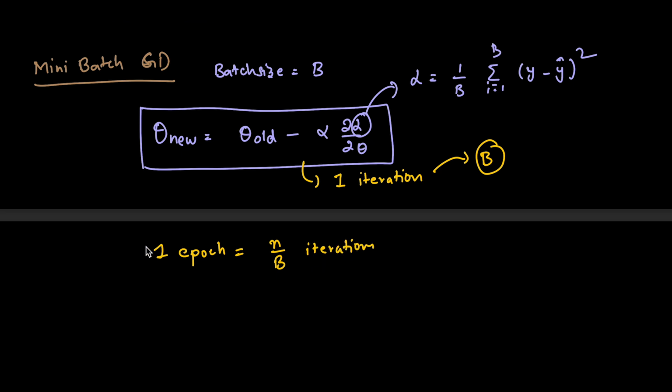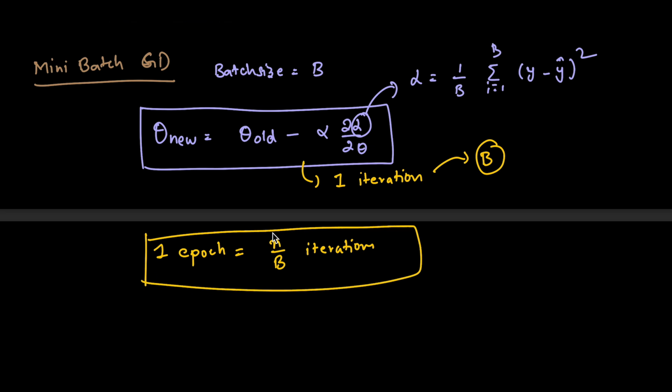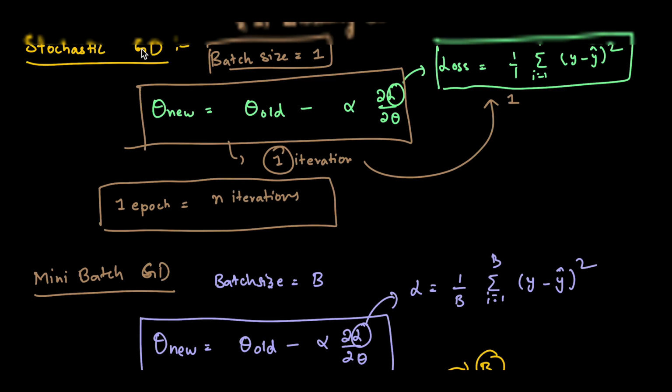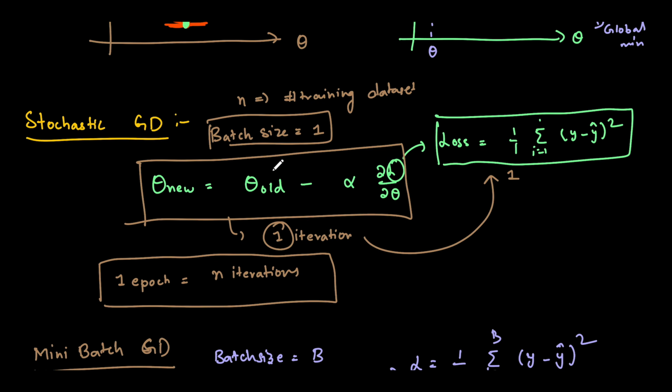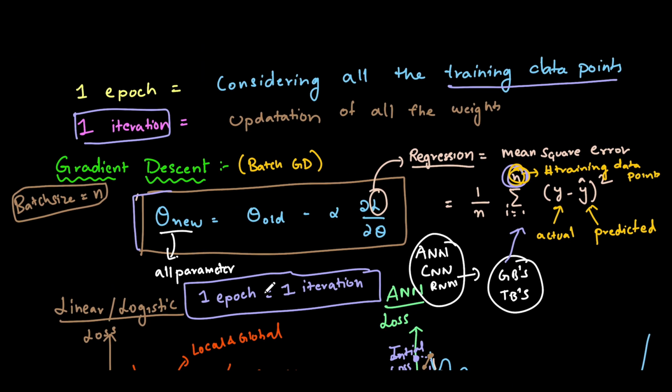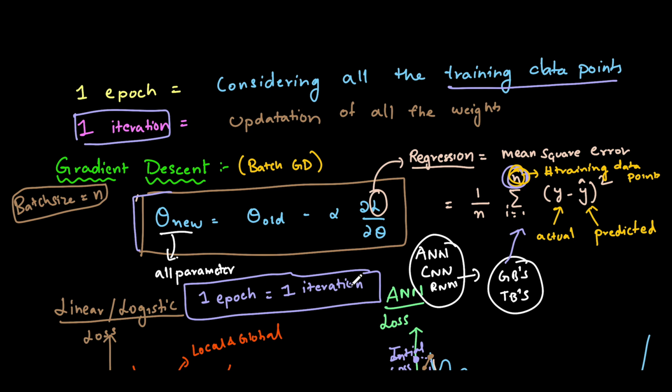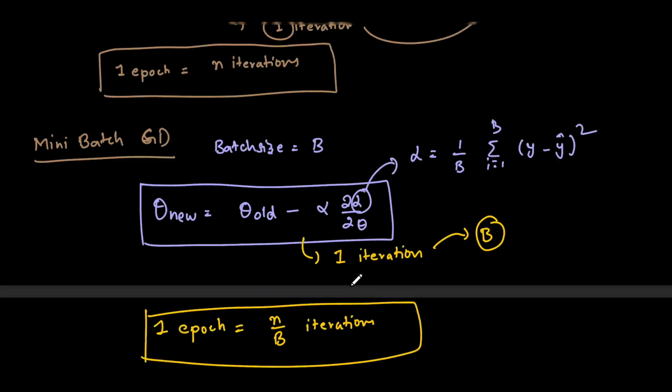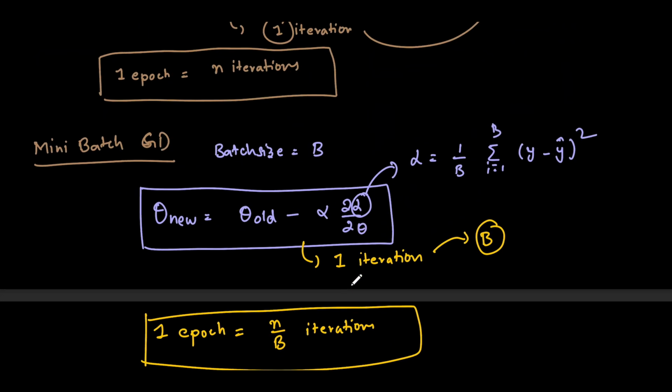So this is the relation between epoch and iteration in case of mini batch gradient descent, whereas over here batch size is 1, and this is the relation between epoch and iteration. And here, this is the relation between epoch and iteration. Now, this particular mini batch gradient descent will have the advantages of both stochastic gradient descent and also batch gradient descent. Okay. So this is the advantage of using mini batch gradient descent.